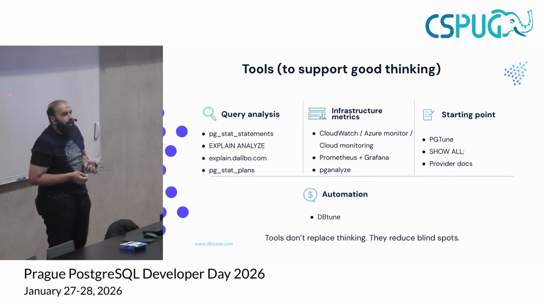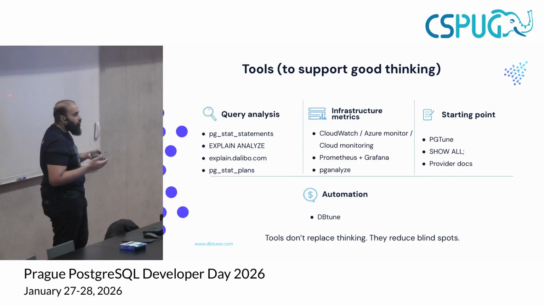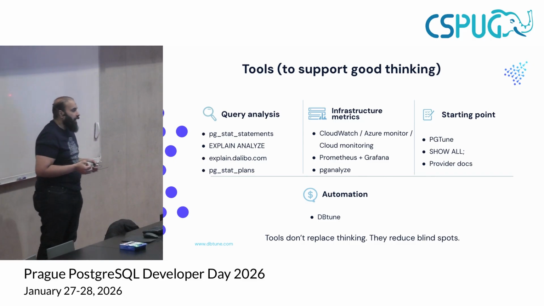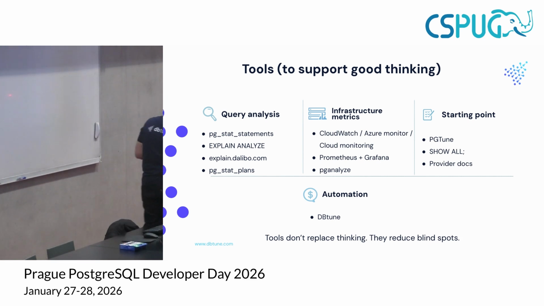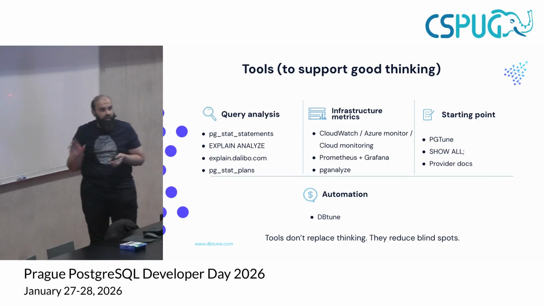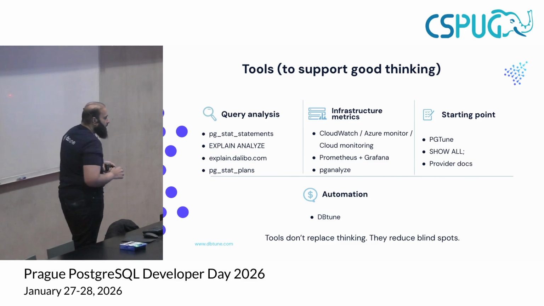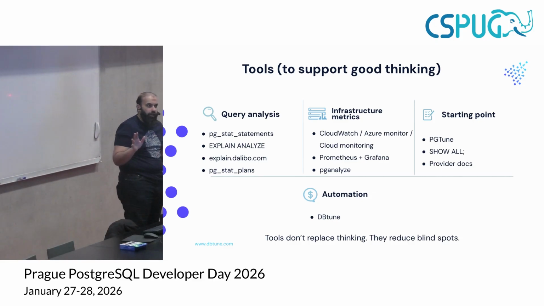When I talked about a starting point, people normally start from PGTune as well. That's a very good starting point. Try to know your baseline, know where you're starting from. If you don't know where you're starting from, as I said, everything after that can be guesswork. And for automation, you have DBtune, which you can obviously check out. We are trying to solve most of these things automatically, I will not say all. These tools don't replace thinking, they reduce the blind spots. Having a tool doesn't mean everything is sorted and all good. If you don't think along with it, the mental model is the same. It should not replace your thinking.